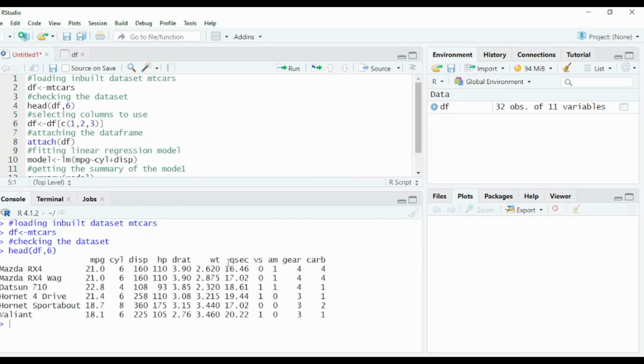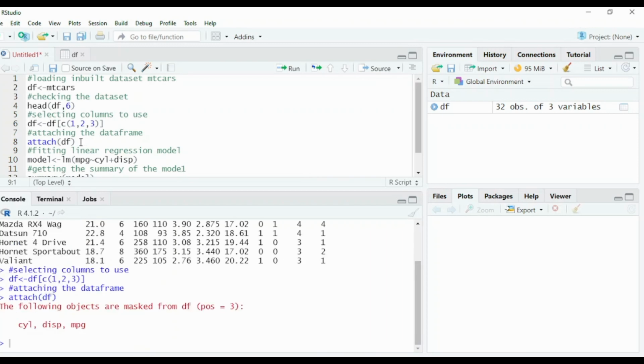It contains some variables: mpg, cyl, disp, and other variables. So I just want to remain with the first three variables so that I can show you how to perform the linear regression. So I shall just select the columns to use. If I run this one, now our df contains the first three columns. Then let us just attach the data frame. So after attaching our data frame, let us fit our linear regression model.